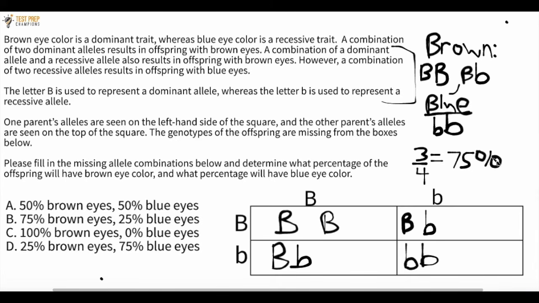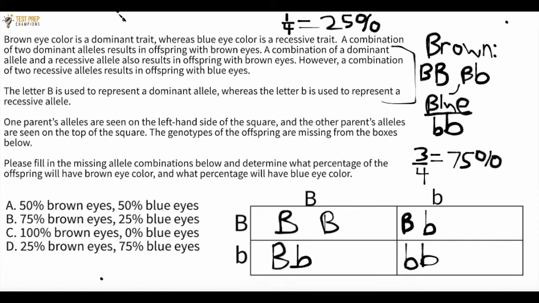Whereas out of these 4 cases right here, only 1 out of the 4 results in blue eyes, the little b, little b. And 1/4 as a fraction is equal to 25 as a percent. If you have trouble remembering these, you can always use your calculator, but I like to think about money. Whenever you see this 4 down here in the denominator, just think about money. If you've got 1/4, that's 25 cents or 25%.